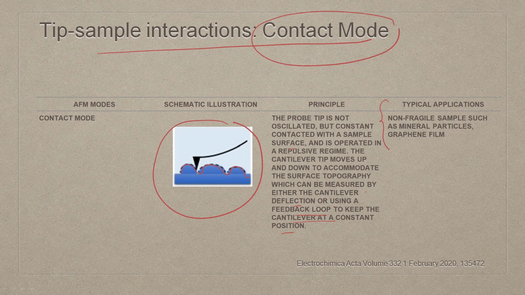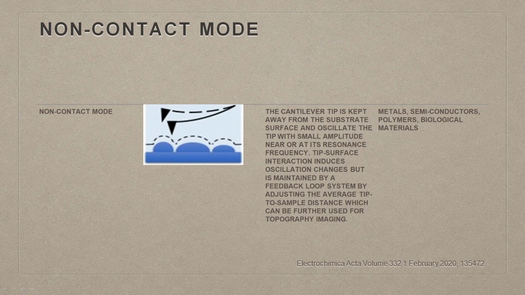Typical applications are non-fragile samples such as mineral particles and graphene films. These are hard enough, but you have to be very careful that you are not damaging the tip. So this is the contact mode. Next mode is the non-contact mode. Non-contact mode is much more tricky.